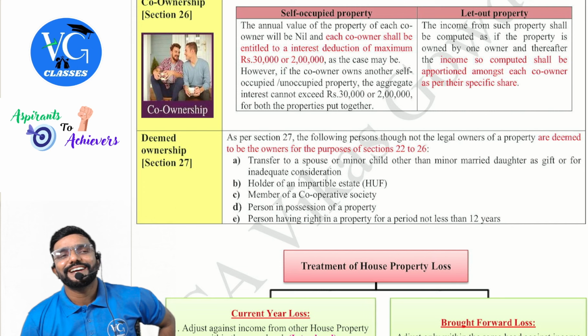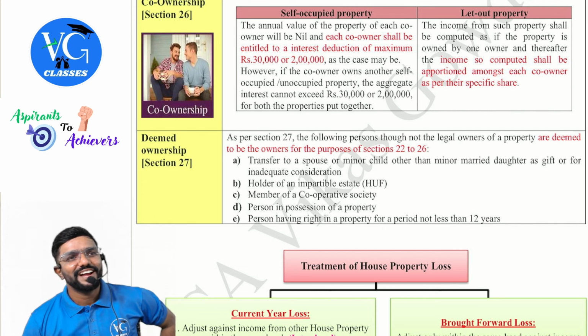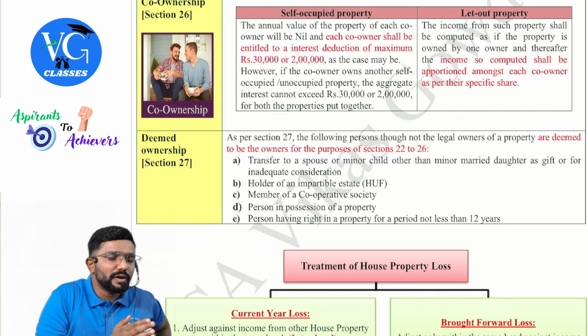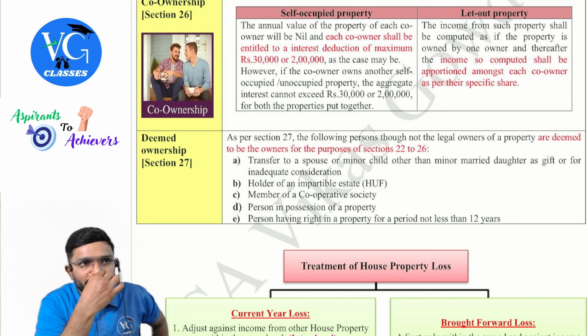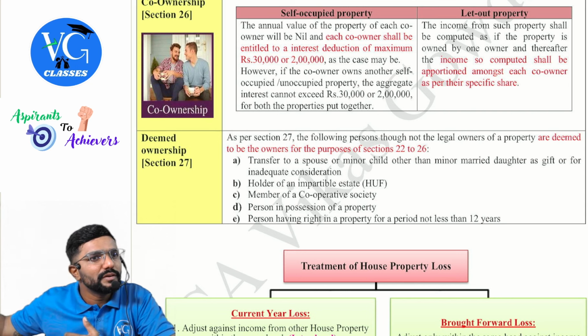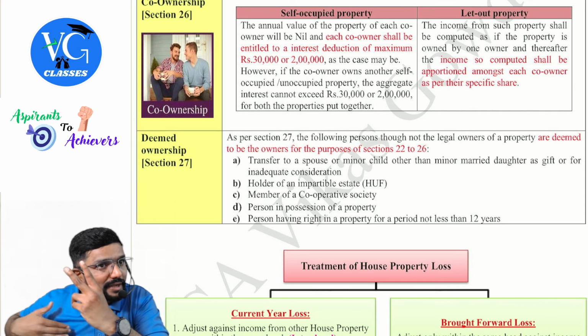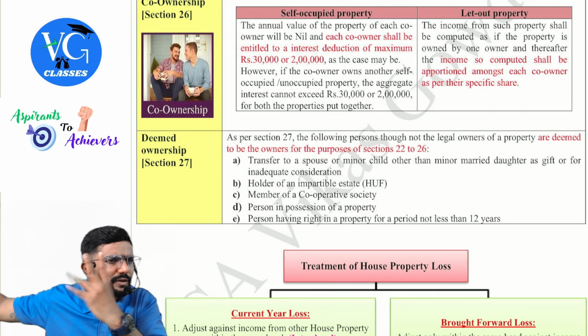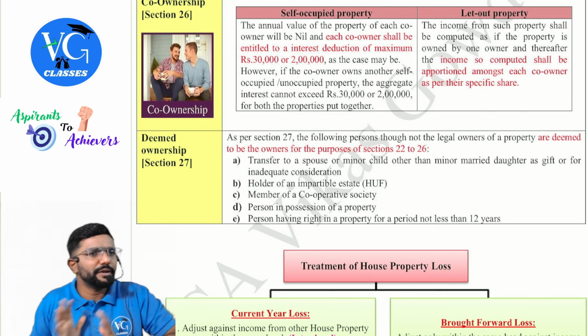Guys, listen now. Interesting. I have one property which is co-owned with my wife. We have taken a loan on it, self-occupied. I have one more house which is completely owned by me. Now for the co-owned property, how much maximum interest can I claim? 2 lakh. My wife also can claim 2 lakh. Okay. For co-owned property, 2 lakh.